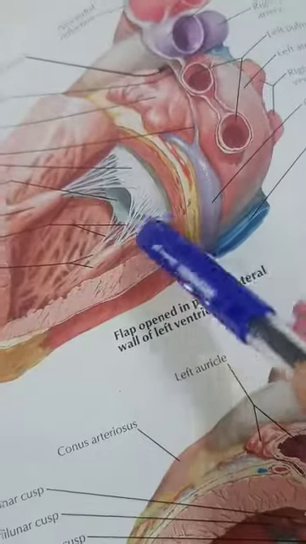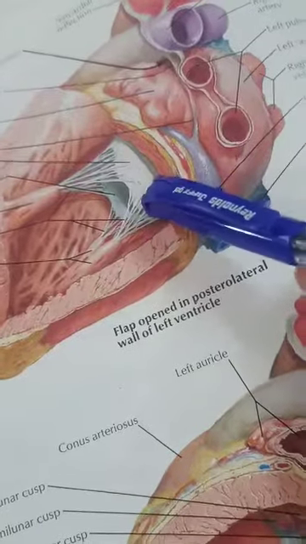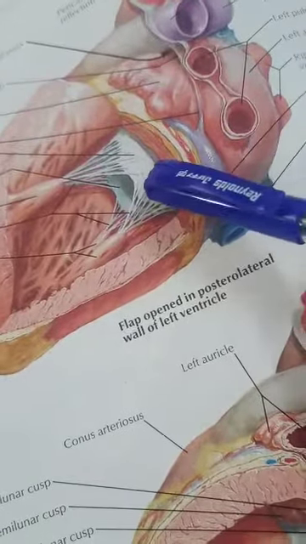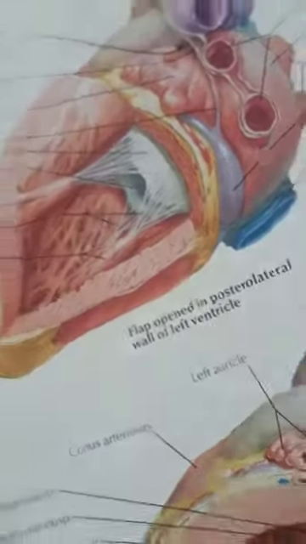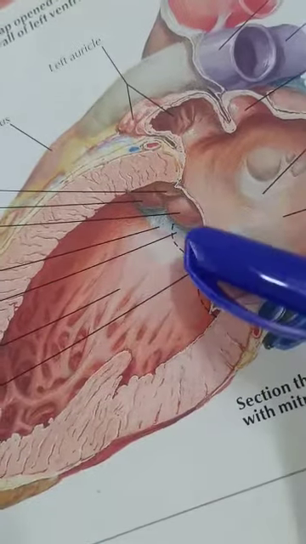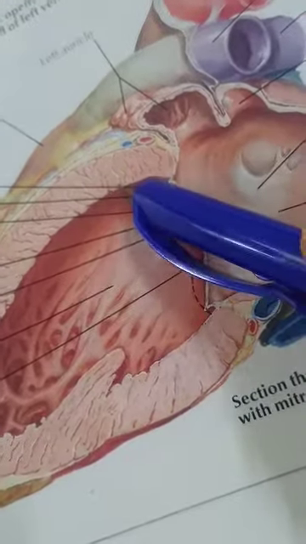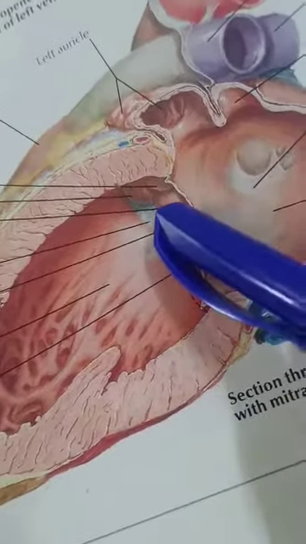So this is the bicuspid valve, or it is known as the mitral valve. Then papillary muscles. So this is the inflowing part, and in this picture we can make out the outflowing part also. In the outflowing part we can see the starting point of the aorta. It is also guarded by semilunar valves. Semilunar valves can be seen. So this is the starting point of the aorta.